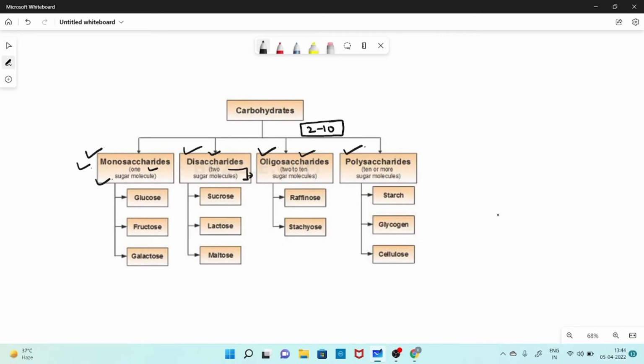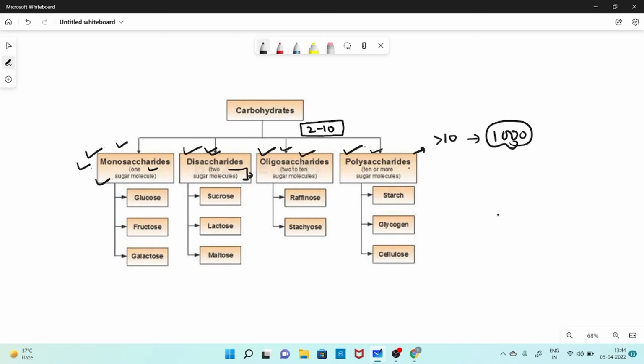In the case of polysaccharides, more than 10 and up to 1000 units of sugar molecules join together and form complex polysaccharide structures. So according to the joining of the carbohydrates, they are categorized into different categories. These are the famous ones: monosaccharides, disaccharides, oligosaccharides, and polysaccharides.